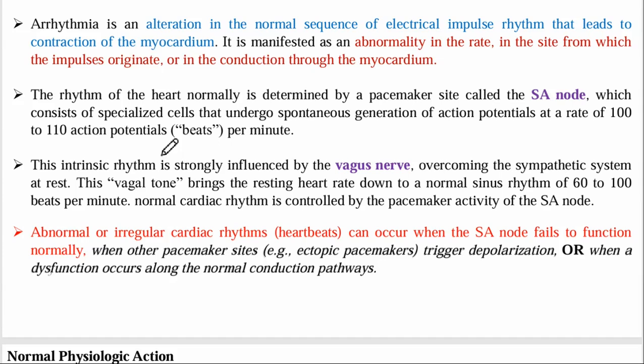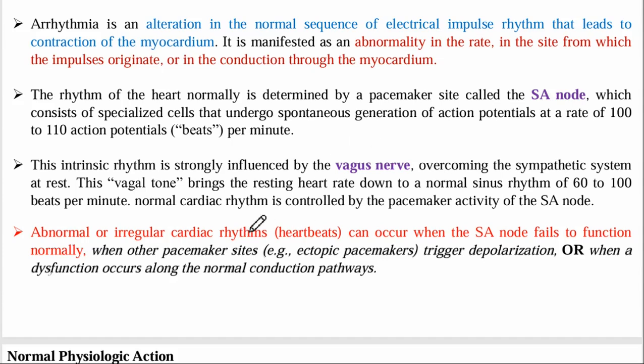Now, this intrinsic rhythm is strongly influenced by the vagus nerve, which is one of the cranial nerves and which overcomes the sympathetic system at rest. So this vagal tone brings the resting heart rate down to the normal sinus rhythm, and this normal cardiac rhythm is controlled by the pacemaker activity of your SA node.